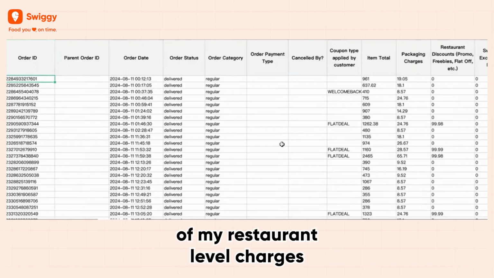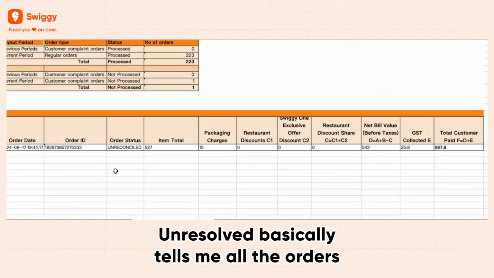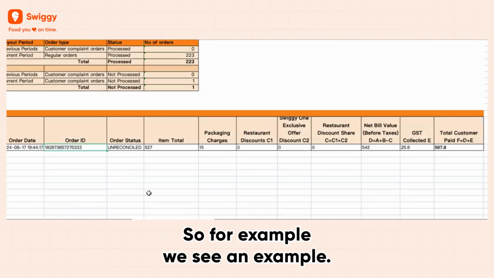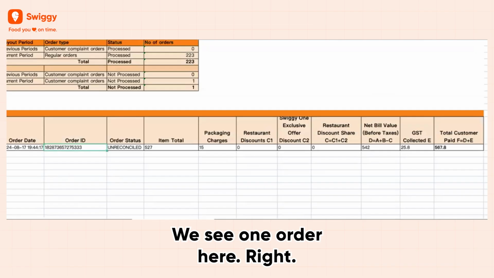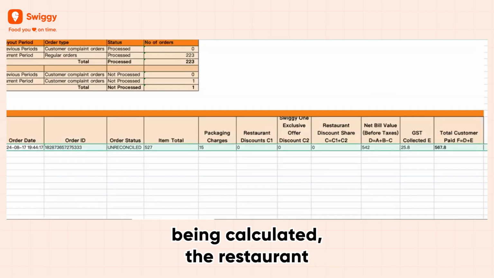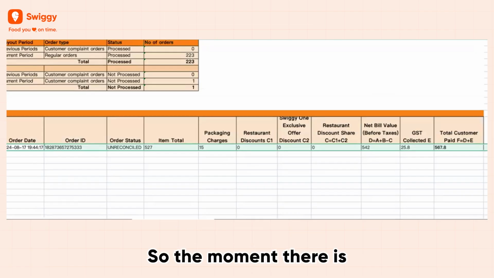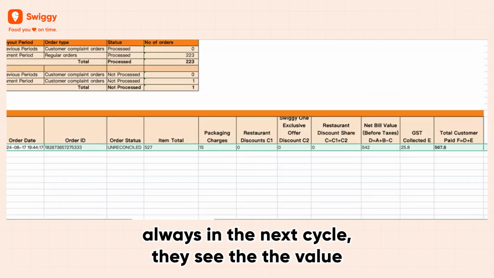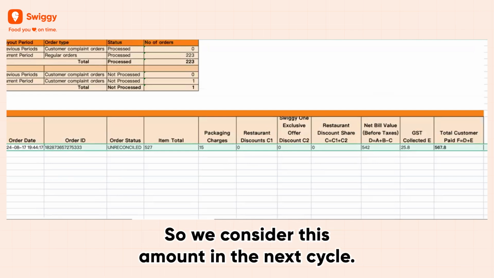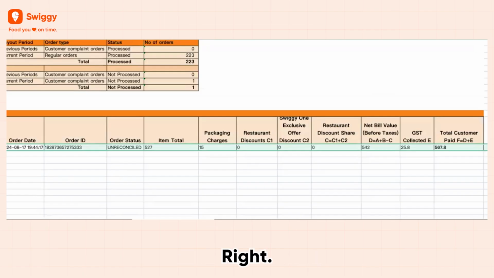What is the breakdown of my restaurant level charges, and then the glossary section, right? Unresolved basically tells me all the orders that were not acted upon by the restaurant, right? So for example, we see one order here. When the payout was being calculated, the restaurant had not resolved this complaint. So the moment they resolve it, in the next cycle they see this order being shown in the order level sheet. So we consider this amount in the next cycle, post all the recoveries, right?